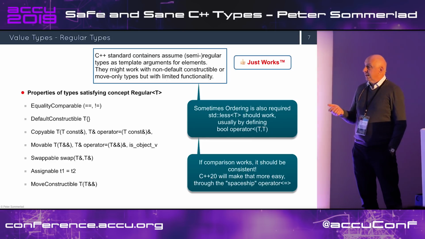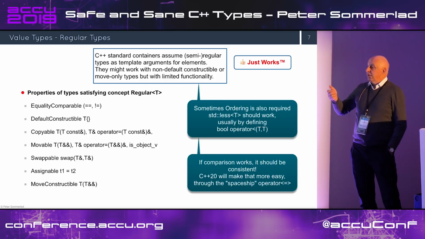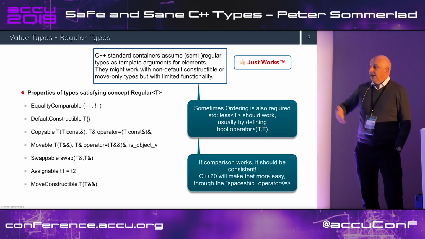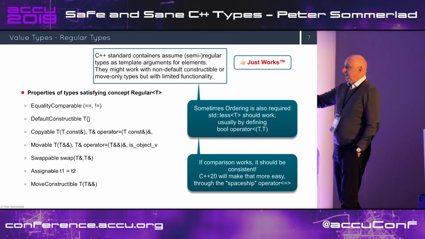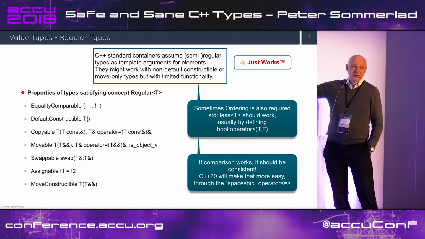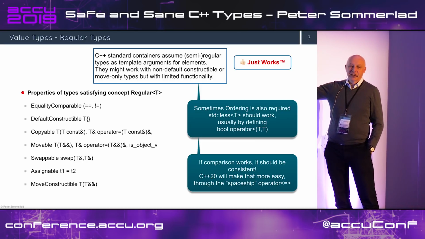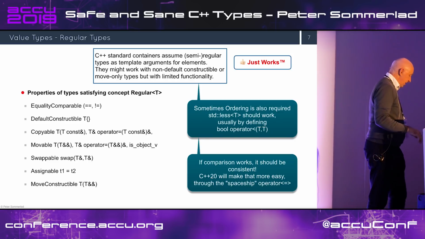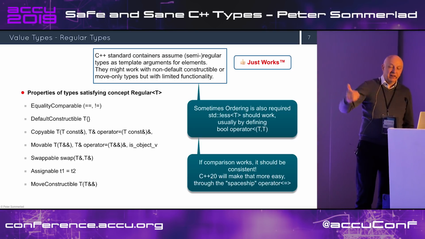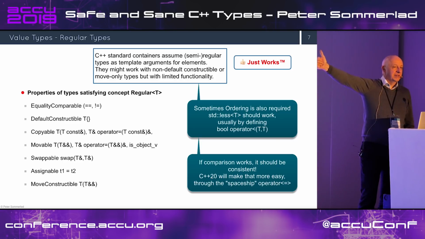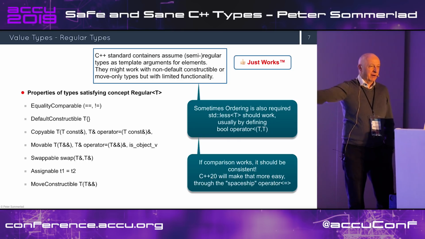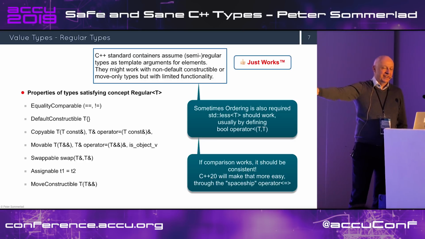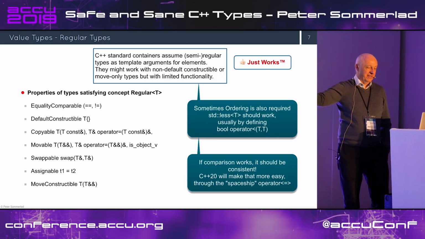And in C++, before C++20, sometimes ordering is also required by regular. And in C++20, we will get the spaceship operator. But I think we are not yet there to have understood it well enough to give good, safe, and sane guidelines for a lot of the new C++20 features that we are getting. So, value types just work. Use them. Don't care about performance. If you care about performance, use Godbolt, Compiler Explorer, to figure out if it really makes a difference.